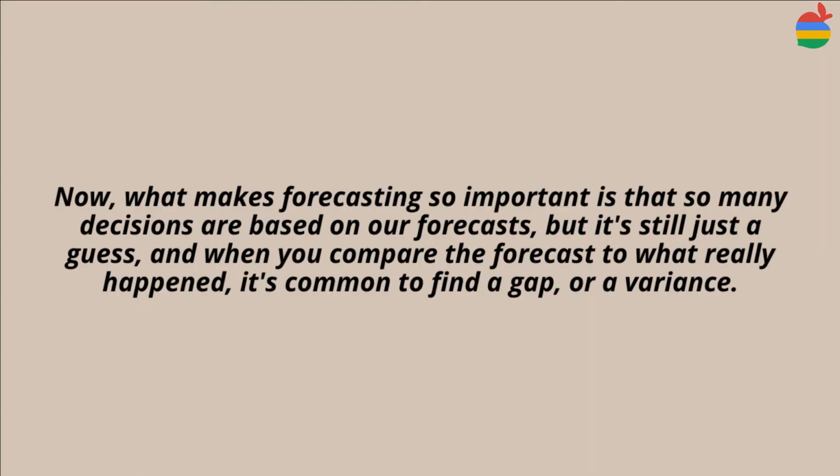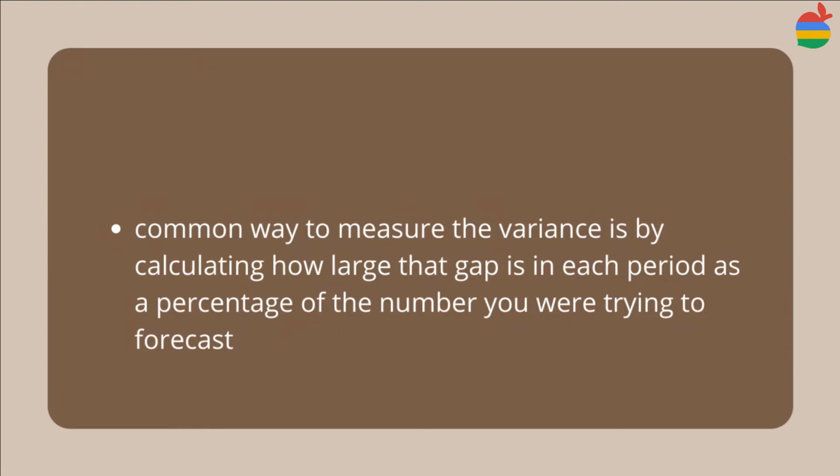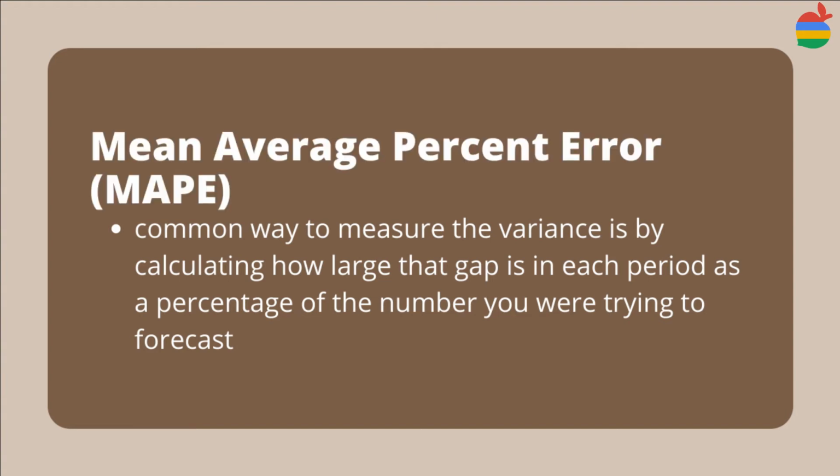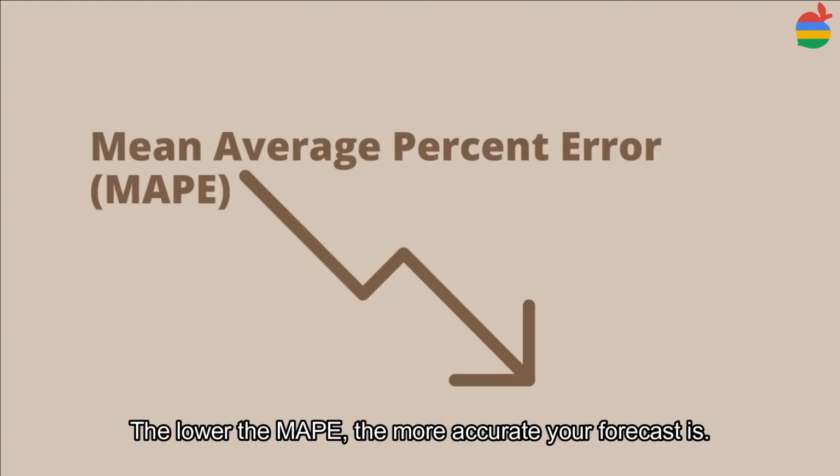Now, what makes forecasting so important is that so many decisions are based on our forecast, but it is still just a guess. And when you compare the forecast to what really happened, it is common to find a gap or a variance. A common way to measure the variance is by calculating how large that gap is in each period as a percentage of the number you were trying to forecast. This is called the mean absolute percentage error, or MAPE for short. The lower the MAPE, the more accurate your forecast is.